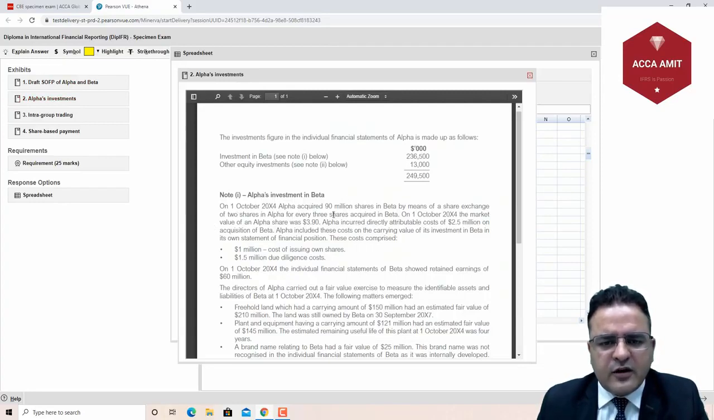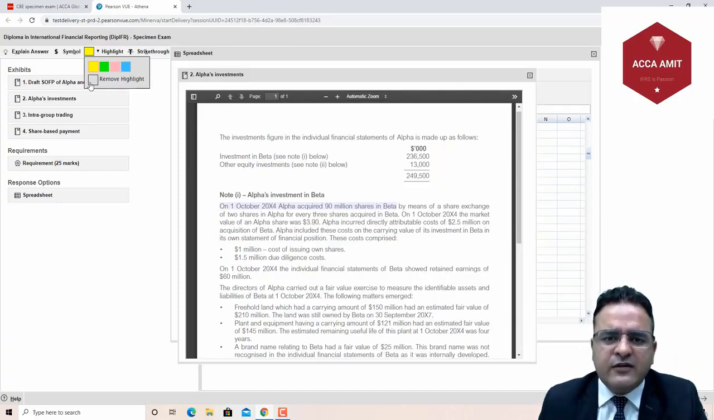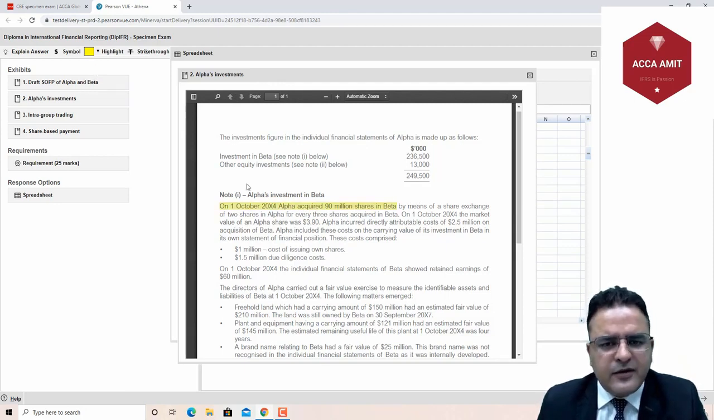On 1st October, Alpha acquired 90 million shares in Beta. Now this information I'll be needing in working note number 1. So I have 5 colors here, and I think we can use these colors as workings. Like if I highlight this yellow, I'll be using this information in working note number 1. If I highlight it with green or pink or blue, that will be for working notes 2 to 4. And the 5th, the white space, we can keep for working note number 5, group retained earnings. So when I highlight this, 1st October 2004, Alpha acquired 90 million shares in Beta, this will help me know that this is the information to be used in working note number 1.